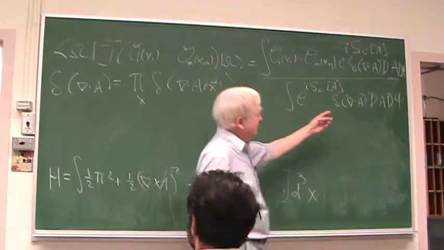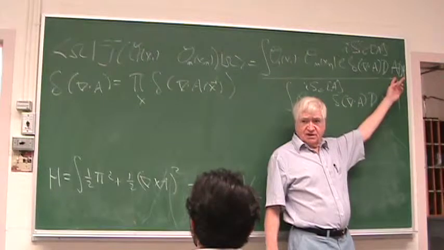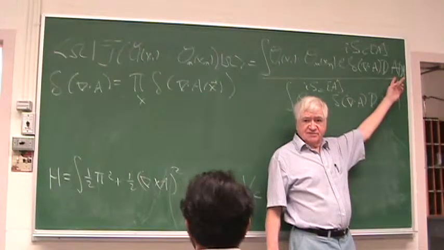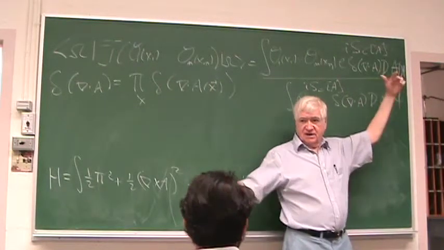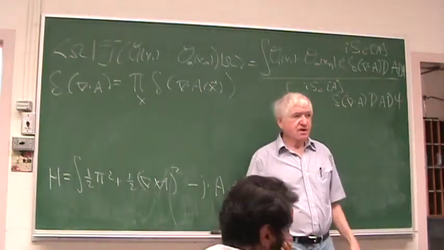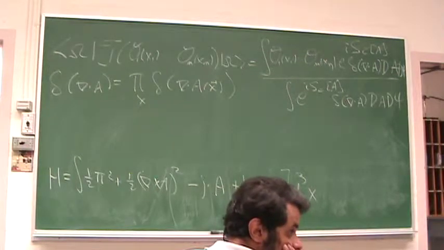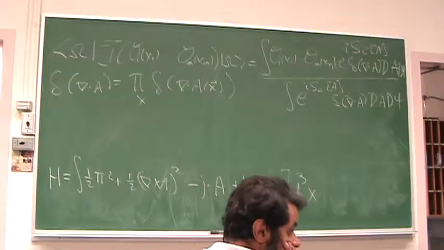It means that when you integrate over dA, it forces A to be transverse at all times, everywhere. All these gauge fields are completely transverse. So you're just integrating over transverse A rather than all A? Yes.